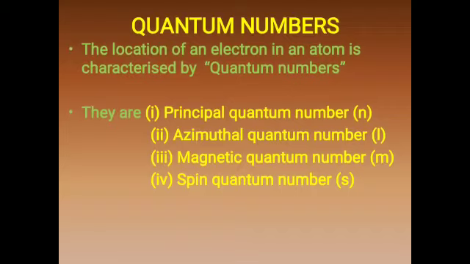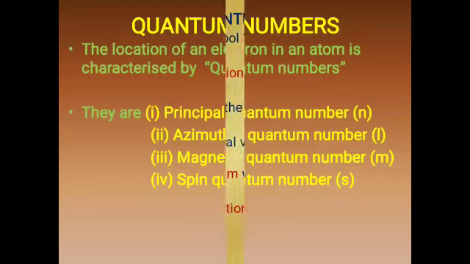What are called quantum numbers? The location of an electron in an atom can be identified by a set of values called quantum numbers. Quantum numbers are divided into 4 types: principal quantum number, azimuthal quantum number, magnetic quantum number and spin quantum number. In our last video, we discussed the principal quantum number and azimuthal quantum number, and now in this class we are going to see the magnetic quantum number and spin quantum number.